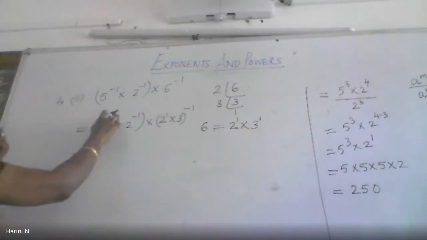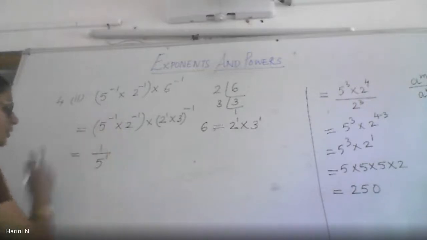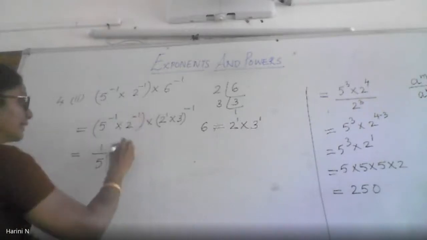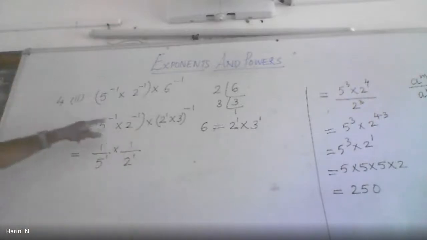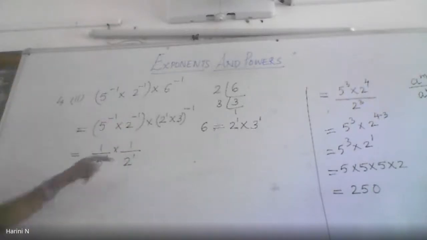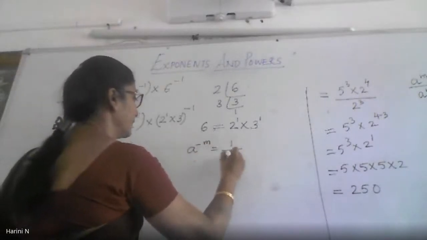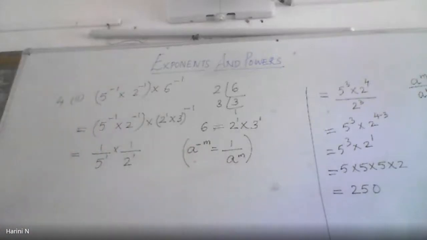So if you have a negative power in the numerator, bring it to the denominator, it will change into a positive power. Into, again 2 to the power negative 1 can be written as 1 by 2 to the power 1. So both my negative powers are converted to positive powers because I know a to the power negative m will be 1 by a to the power m. This is the law I have used.